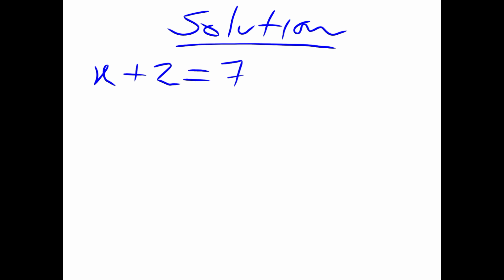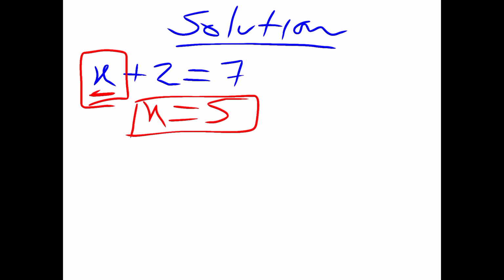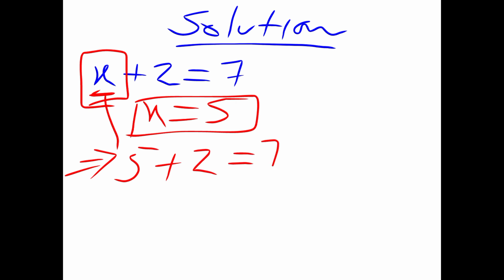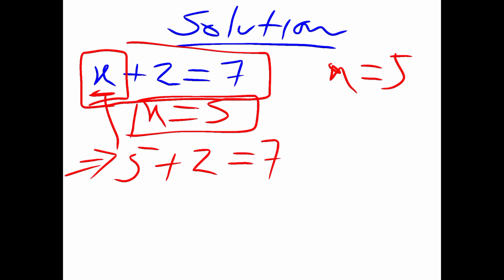You can easily guess what the value of x will be. If we put x is equal to 5 instead of x, we get 5 plus 2, that is equal to 7. So the solution of this equation is 5, x is equal to 5.